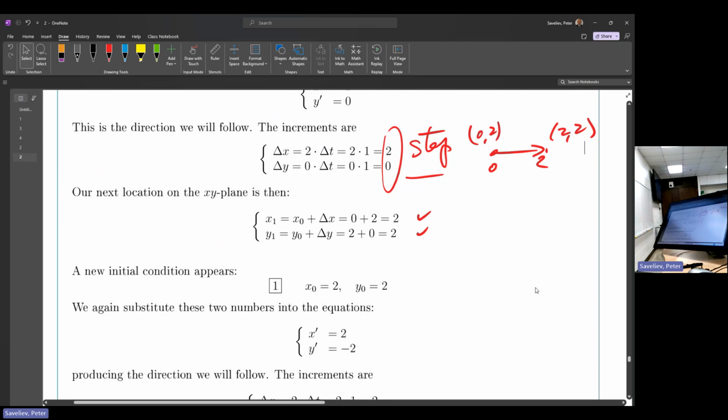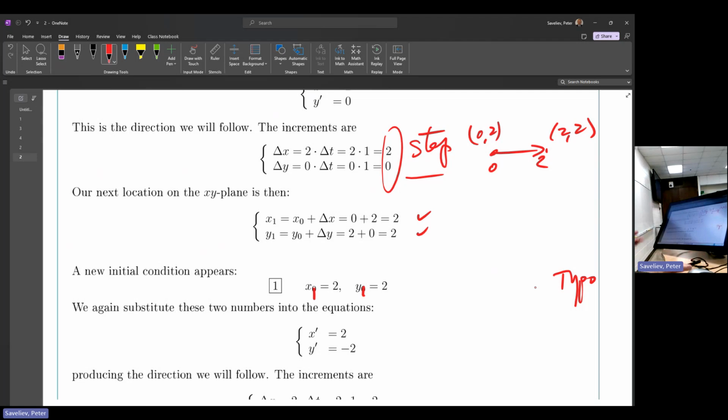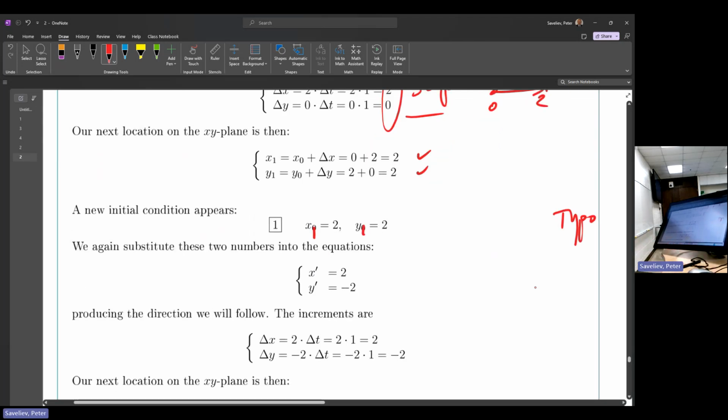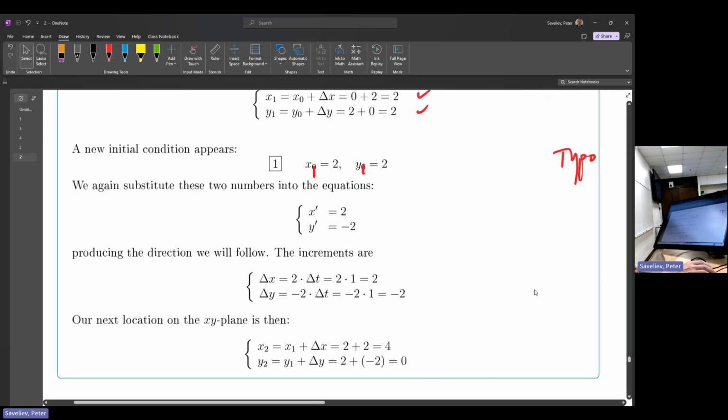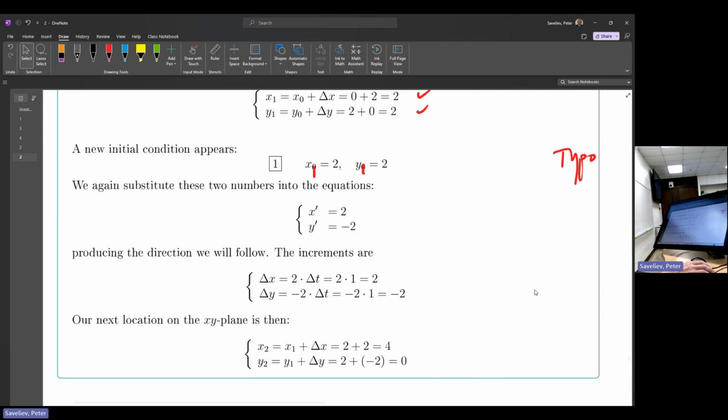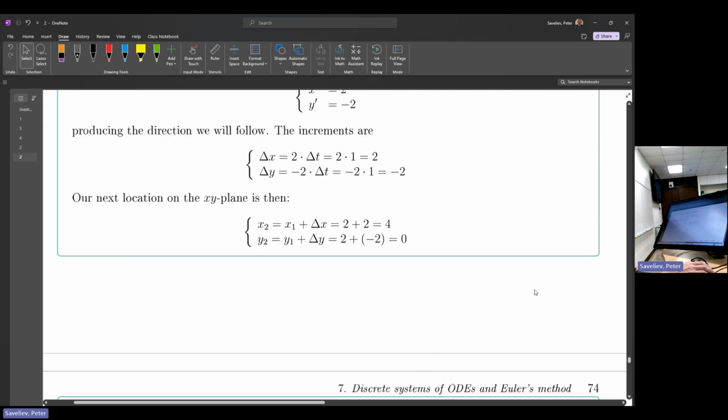So from the initial condition 2 and 2, x prime is equal to 2, y prime is negative 2. What's the direction of that? 2 to the right and 2 down. So it's a 45-degree slope, negative 1, going that way. And then the computer doesn't need all of that analysis, all the picture, it just computes it. And so that's really what we want. So the next location is 4, 0.